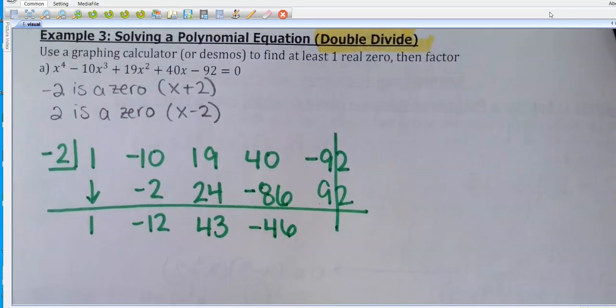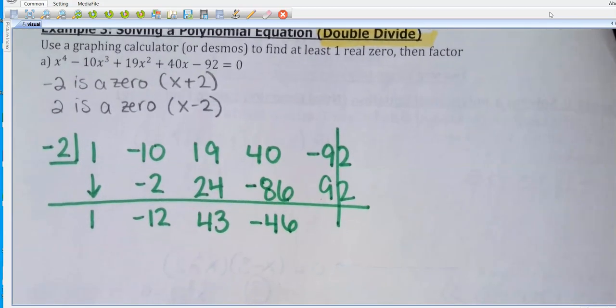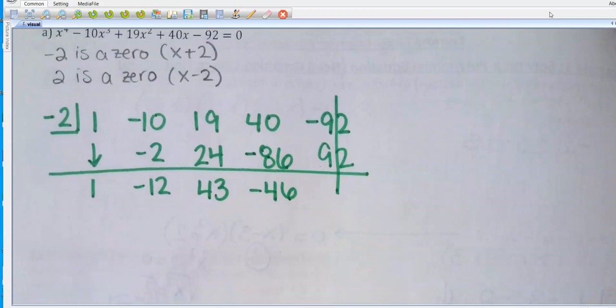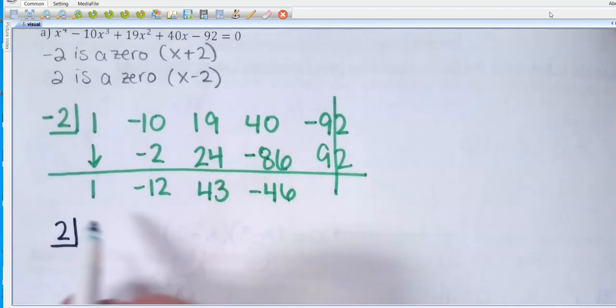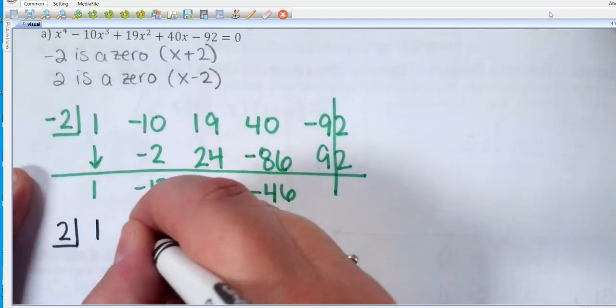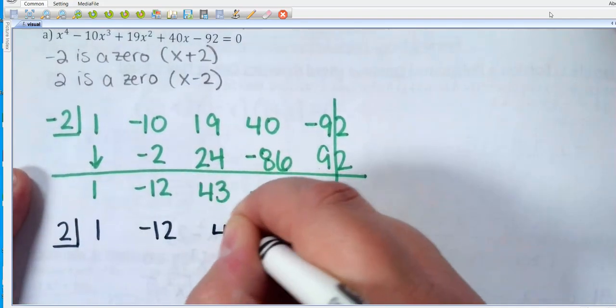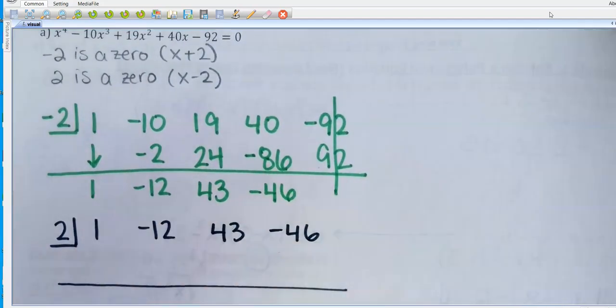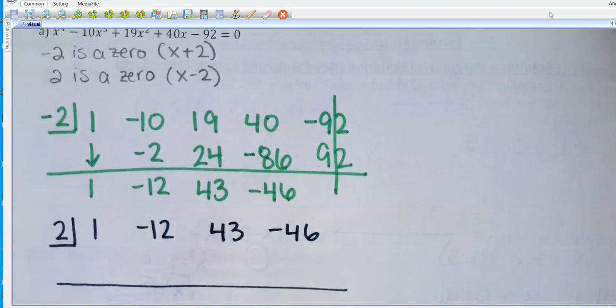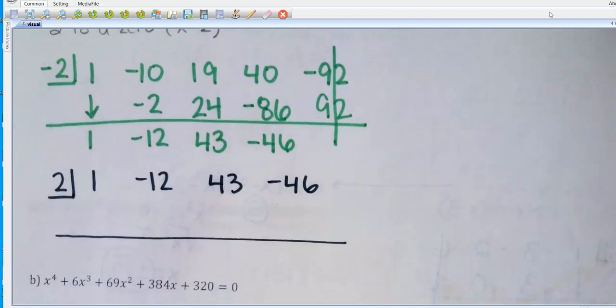Okay, don't write your constant, your x, and all that like we've been doing in the other questions. What I'm going to do, I'm just going to scooch this up just a little bit. You're going to use the other zero. All right, so I'm just going to take the result that I just got. The other zero I had from the graph was 2. So I got 1, negative 12, 43, and negative 46. And if you use the positive 2 first, we would have maybe different looking synthetic division, but at the end we should have the same answer.